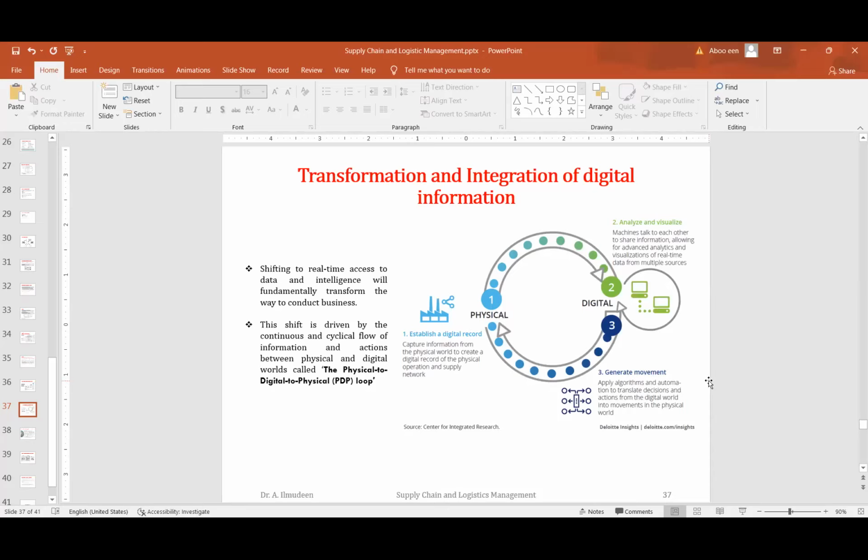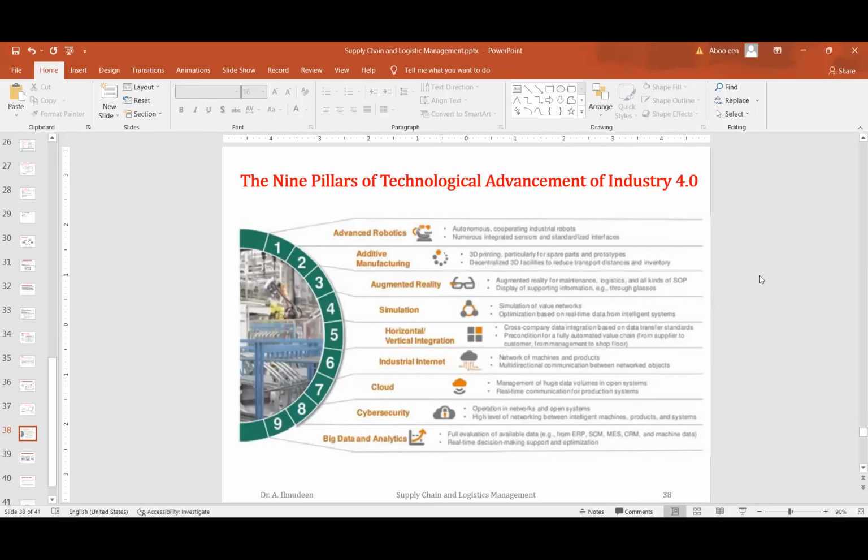So nowadays you see the advancement in this transformation of Industry 4.0, which has brought various sophistication and development in manufacturing and supply chains, and organizations are enjoying benefits from this real-time data. They are enjoying various benefits for their operations. Now we are going to discuss the 9 pillars of technological advancement in Industry 4.0. These are the 9 pillars.